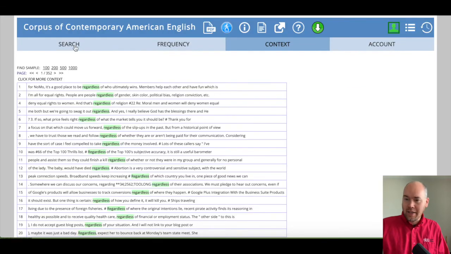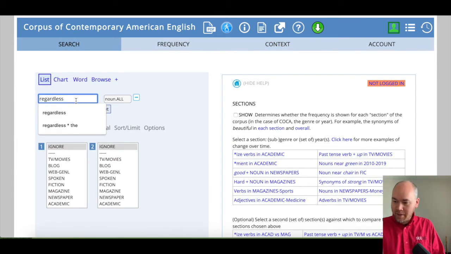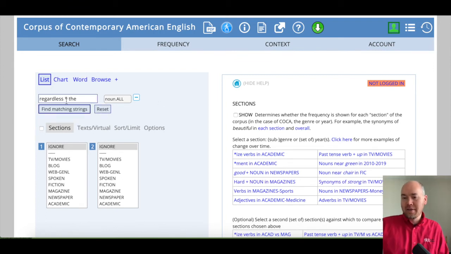So I'm going to click on search again. I don't want to click back. You don't click back on COCA for some reason. You just click search. Regardless. I'm going to search for "regardless star the." The star means anything, so any word will come here, okay? And I'm going to search for regardless, and then any word, and then the, and it's going to give me a list of words that could come here.